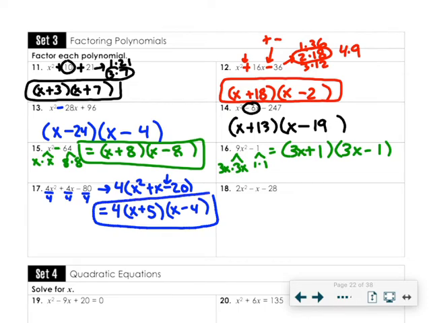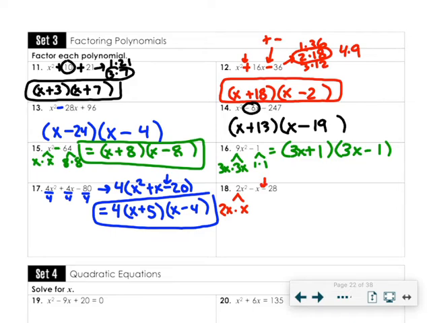Okay, 18, you don't have the opportunity to take a GCF out. 2 and 28 have something in common, but you can't take a 2 out of the middle term, which is just a negative 1. So we're stuck like this. We have to factor. So the only way to get 2x squared, we have to use 2x for one of them and x for the other.